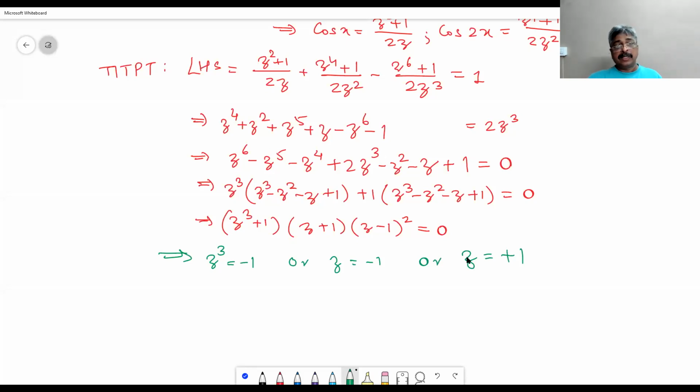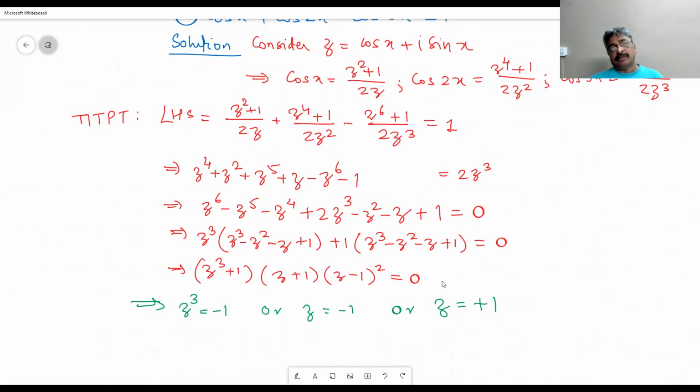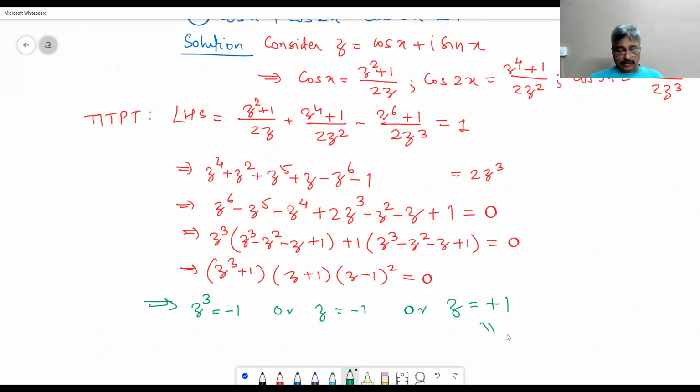If z is equal to plus 1, so our z was cos x plus i sin x. Therefore, if z is equal to 1, then x is 0 or 2 pi, so this will provide us the solution set. Z is equal to plus 1 gives x equal to 2 pi k, where k belongs to Z. This is the solution set of this expression. What will be the solution set of z equal to minus 1? It will be pi plus 2 pi k, where k belongs to Z.